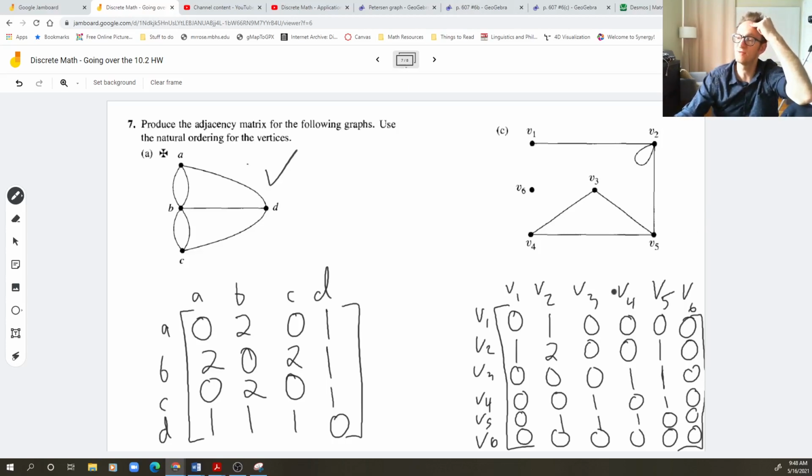And why is this kind of nice? Well, reading across any row, the sum of all those numbers is the degree of that vertex. So the degree of V1 is 1, degree of V2 is 4, degree of V3 is 2, degree of V4 is 2, degree of V5 is 3, and degree of V6 is 0.